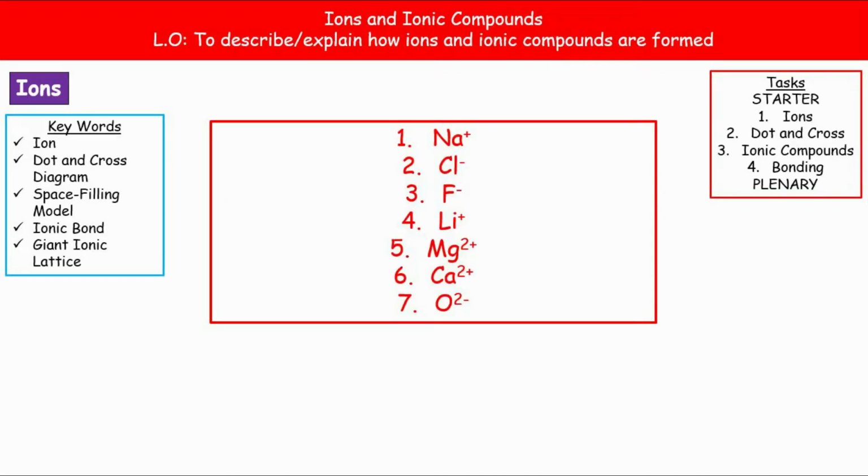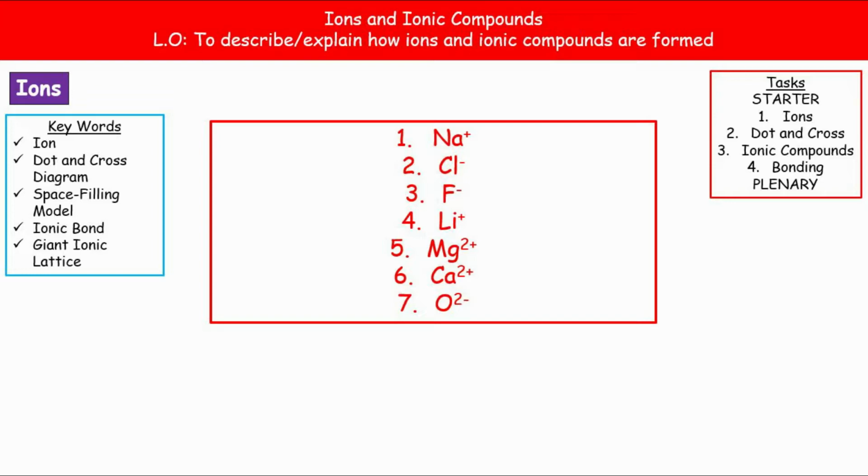Okay, so number 1 we've already done, Na+. Number 2, chlorine, that's in group 7, so therefore it's going to gain 1 electron and becomes Cl-. Remember the minus in the top right. Number 3, fluorine becomes F- because also in group 7 gains 1 electron. Lithium is in group 1, so it loses 1 electron to become Li+.